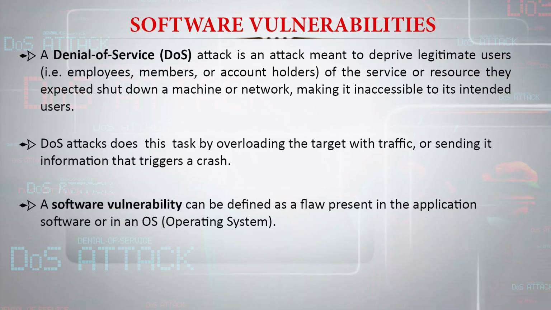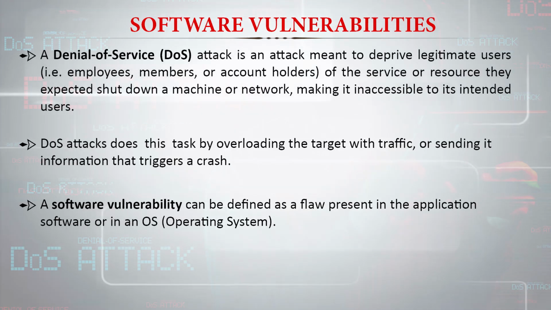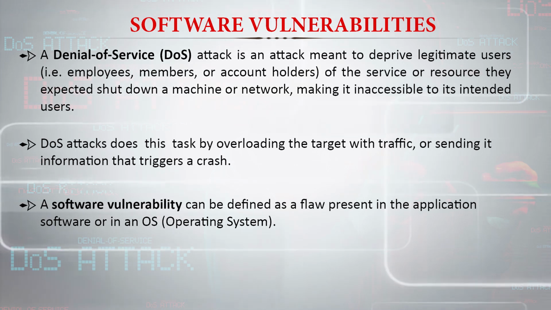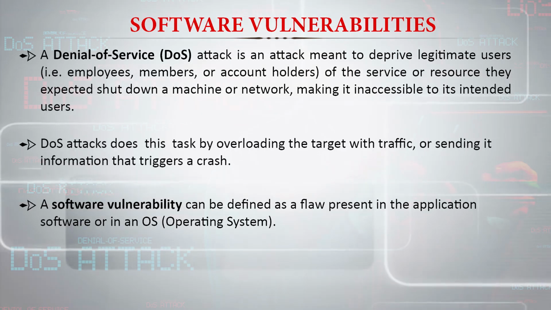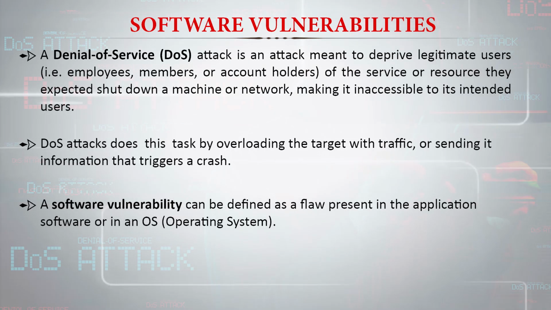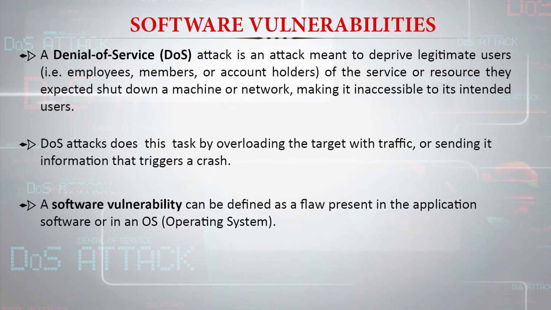A software vulnerability can be defined as a flaw present in the application software or in an OS. So software vulnerability can happen in the application software, and it can also happen in the operating system. There are two kinds of software we can classify. One is application software, which is something you write most of the time for any organization, for improving the performance of any organization that tries to computerize. You can write accounts applications, you can write education software. All of these are part of application software.